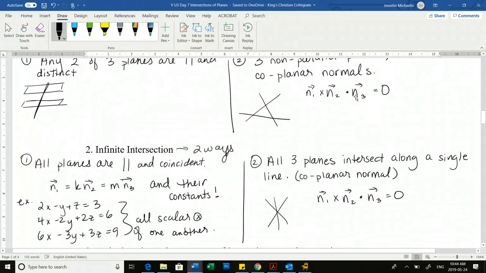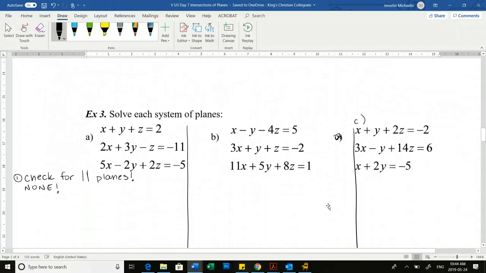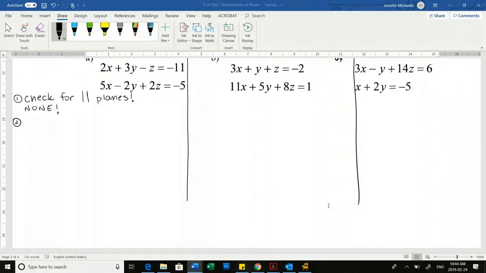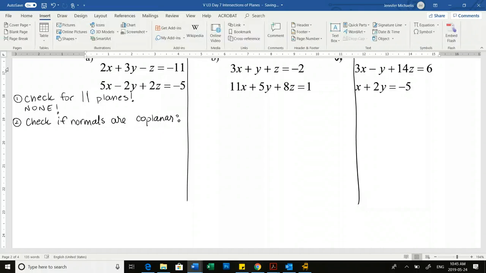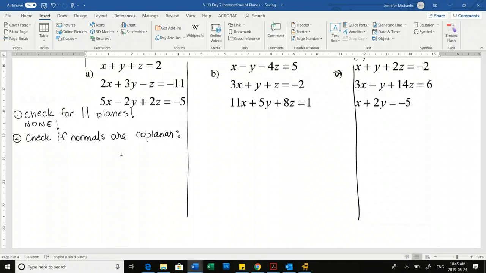So I can narrow that down one more time by checking the triple scalar product. So that will be our second step here. We're going to check if the normals are coplanar. Just coplanar like this. Okay, so we're going to check the triple scalar product. So we're going to cross 2 of them: 1, 1, 1, maybe we can cross that with 2, 3, negative 1, and then we'll dot it with 5, negative 2, 2.